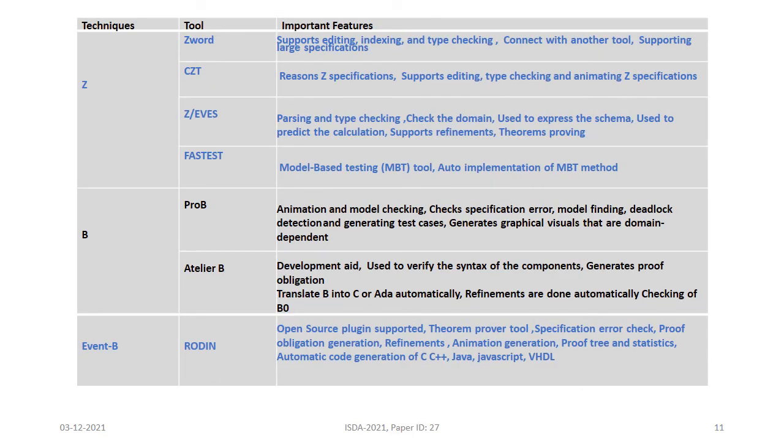We also summarize all the tools or the tool support available for this technique, like for Z notation, ZWord, CZT, JDBS. These are the tools available for Z notation. For B, ProB, Atlas B. For event B, we have RODIN. So these are all summarized or analyzed by us.